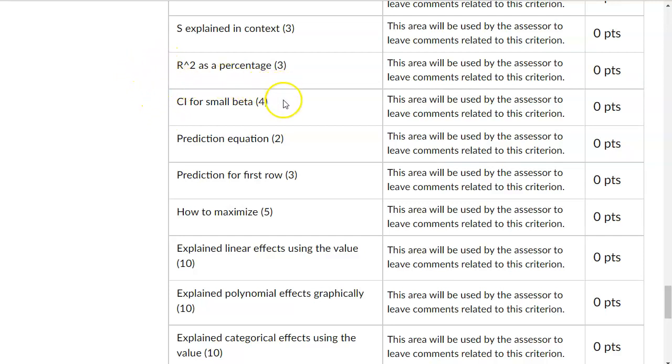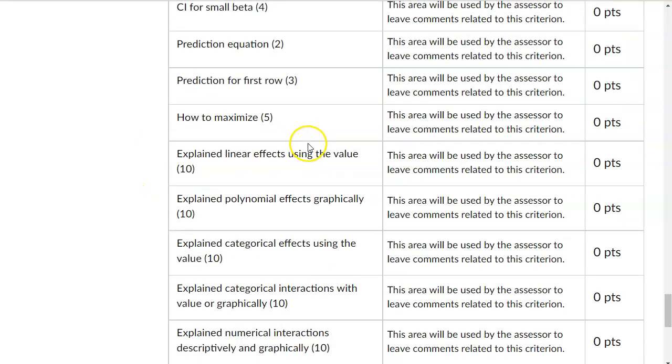The confidence interval for the small beta, if you recall, one of the generals specifically requested that. I don't necessarily care if it's the smallest beta or even a small beta. Just pick a beta. If you need help picking a beta, then pick a small number beta and do a confidence interval for it. The actual prediction equation. The client should be able to read your report and do predictions because your prediction equation shows up in the report. You were asked to do a prediction for the first row, so that should definitely be in the rubric.